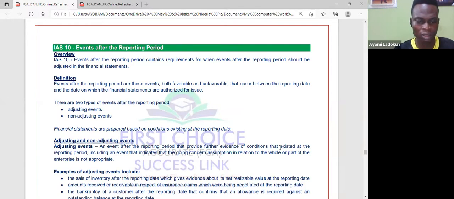Okay, so I think that is where we stopped the last time. So today, we're going to look at IAS 10 very quickly. In the next 15 to 20 minutes we should be done. So I'll just try to find a way to summarize the standard so that we can really understand.